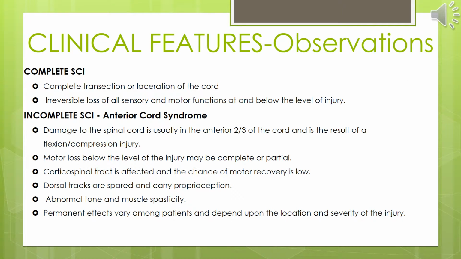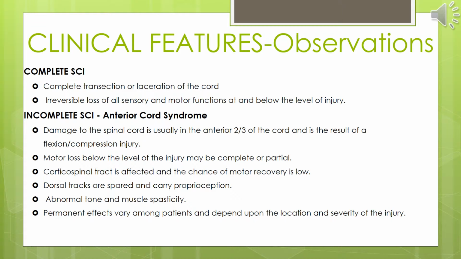Some of the clinical features and observations that go with complete spinal cord injuries are complete transection or laceration of the cord, irreversible loss of all sensory and motor functions at and below the level of injury. And for incomplete spinal cord injuries, such as anterior cord syndrome, damage to the spinal cord is usually in the anterior 2/3 of the cord, as a result of the flexion/compression injury. Motor loss below the level of the injury may be complete or partial. Cortical spinal tract is affected, and the chance of motor recovery is low.